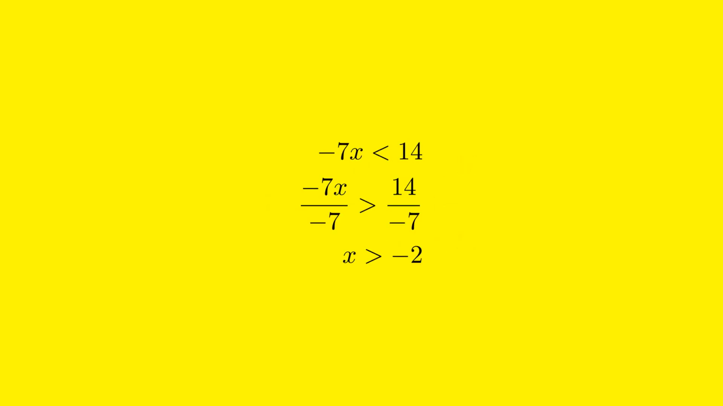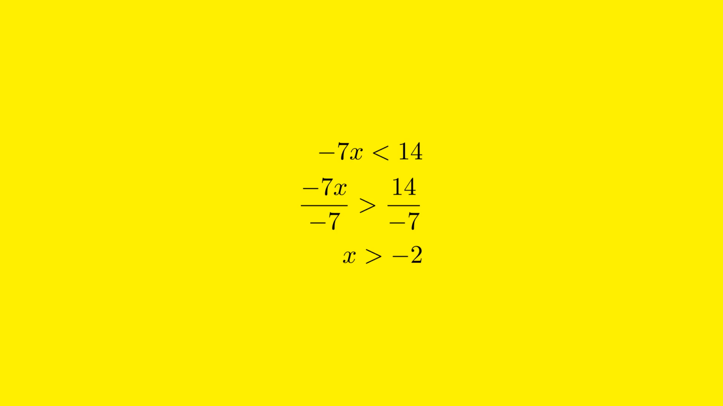Step 2. Now we have -7x is less than 14. Our goal is to solve for x, and to do this, we need to get rid of the coefficient, which is -7, attached to x. This step involves isolating x by performing division. In any inequality, when we divide or multiply both sides by a negative number, we must reverse the inequality sign. This rule is crucial and must be followed to maintain a true statement.